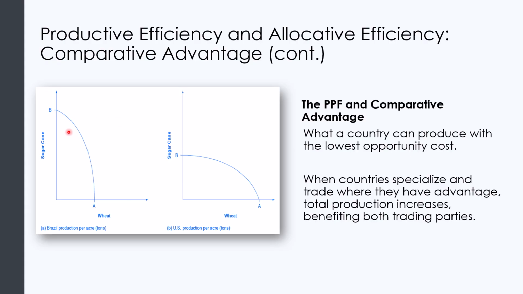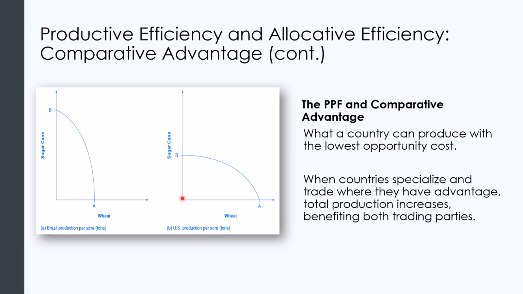Okay. Brazil is much better. Climate's better, conditions are better for producing sugar. They have lower opportunity costs. They give up less wheat in order to make sugar. If they had a limited resource, it'd be easier to give up the wheat than it would be to give up the sugar. And by producing sugar, they can get a lot more production. And so we see a pretty tall curve that absolutely favors sugar, right? Way more on the vertical axis than the horizontal.